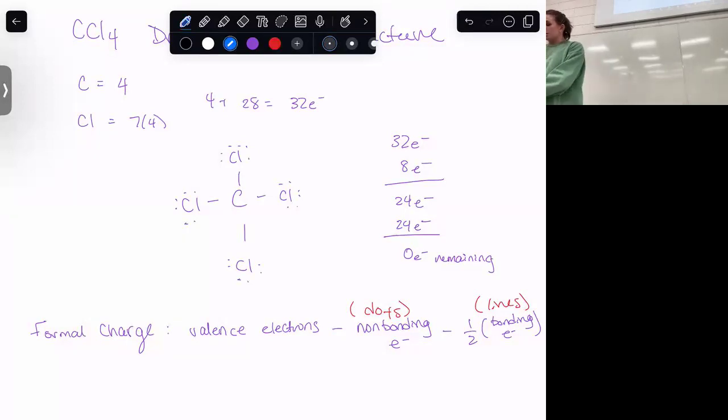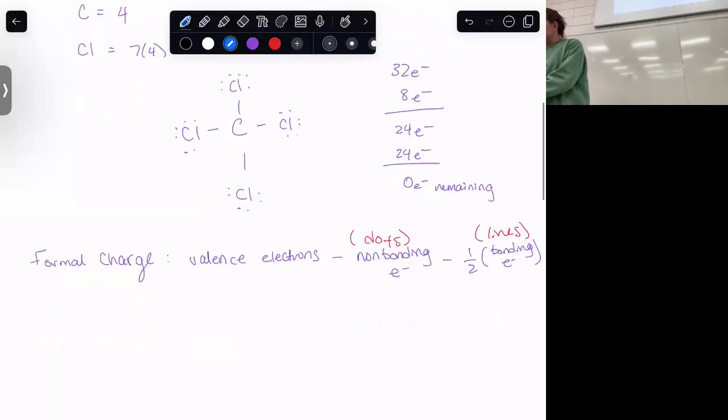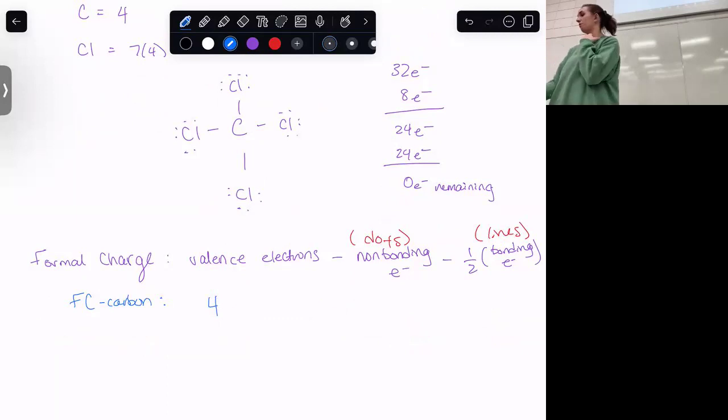Okay, so if we wanted to find the formal charge of carbon, how many valence electrons does carbon have normally from the periodic table? 4. Right, that's always going to be what we mean when we say valence electrons, from the periodic table. Does carbon have any non-bonding electrons? Nope, so we have 0. And how many lines, or 1/2 of the bonding electrons? How many is that?